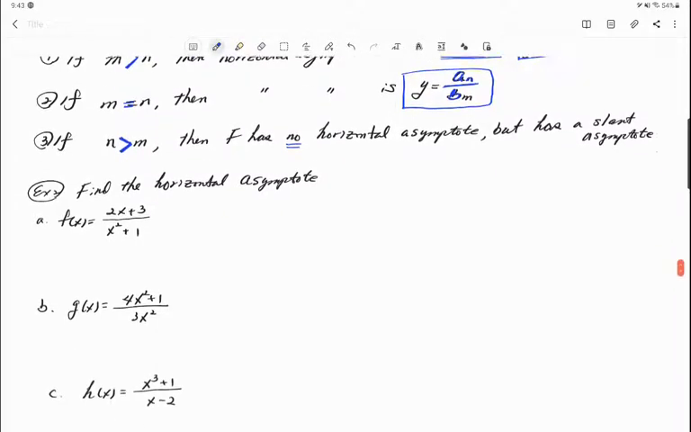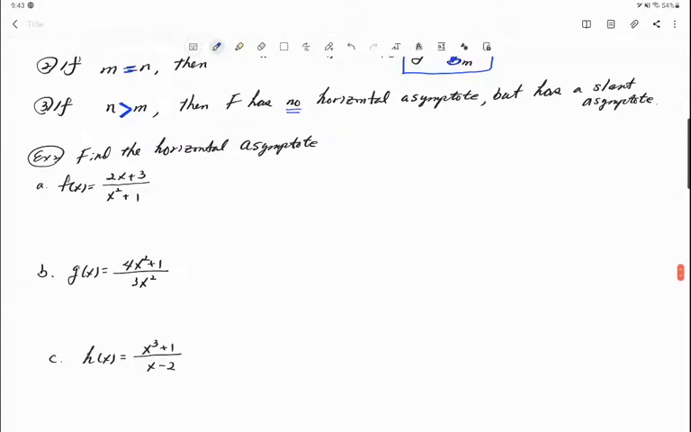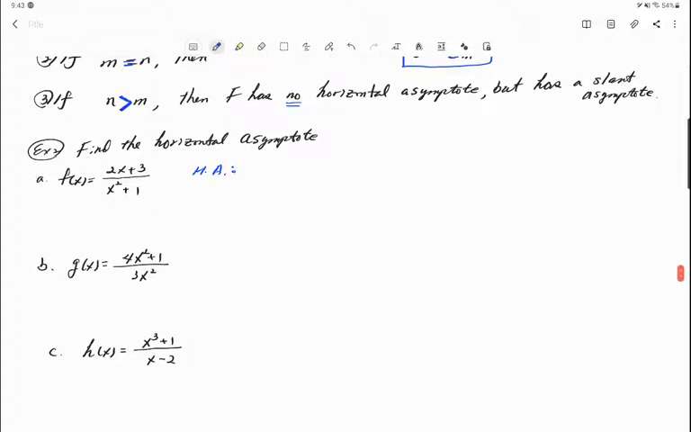All right, then let's try an example. Let's find the horizontal asymptote. So compare the degrees. What do we do? Compare the degrees of the numerator and the denominator.